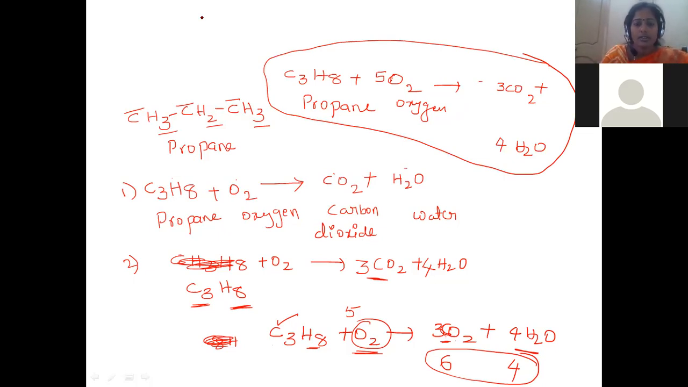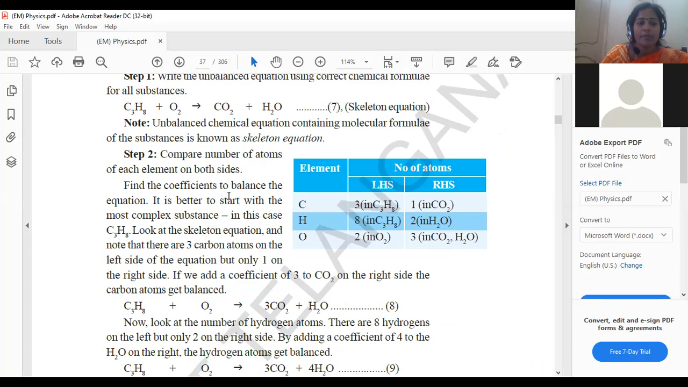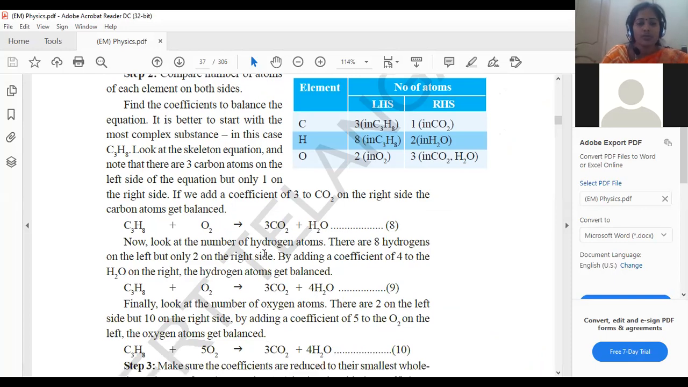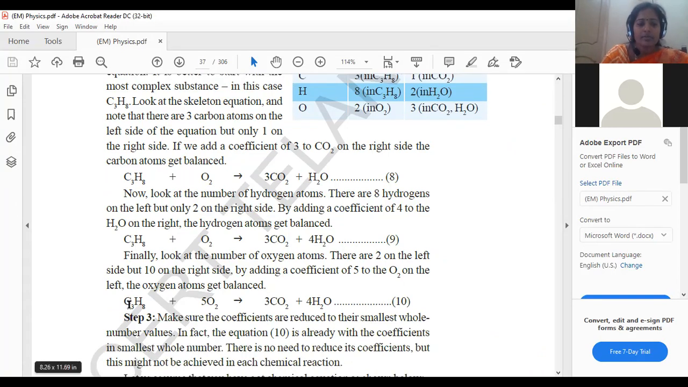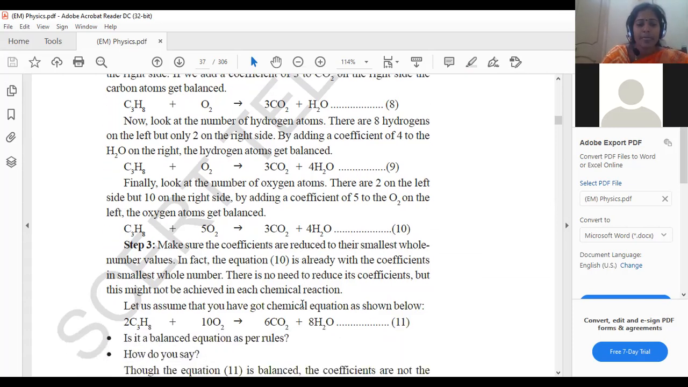Let us move on to our book. C3H8 plus O2 to CO2 plus water. This is the normal elementary equation. By balancing, what happens? 3 carbons are there, that's why we have to put 3 CO2. Then hydrogens are 8, so let us put 4 H2O. Then C3H8 requires 5 O2. Then 3 CO2 and 4 H2O are formed. This is a completely balanced equation.